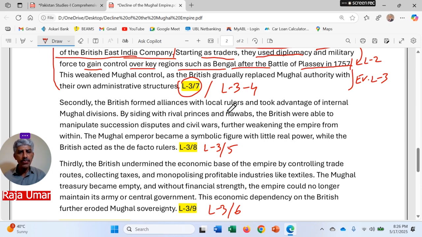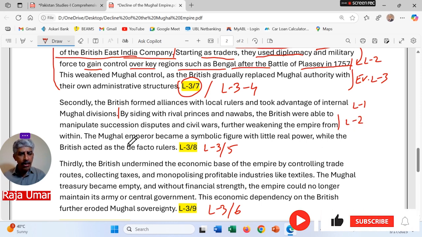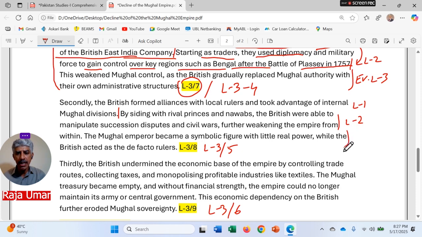Secondly, the British formed alliances with the local rulers and took advantage of the internal Mughal divisions. So this is the reason, level 1. By siding with rival princes and nawabs, the British were able to manipulate succession disputes and civil wars, further weakening the empire from within. So that is level 2, the explanation of that one. Now coming to the evaluation: the Mughal emperors became symbolic figures with little real power while the British acted as the de facto rulers. So that is the evaluation, level 3 reached, right?